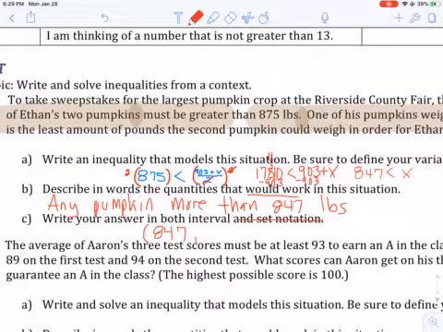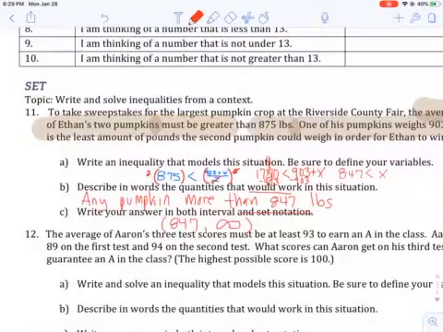So after 847, any weight after that can be a microscopic decimal or a microscopic fraction. And then this pumpkin can literally weigh whatever we want it to, as long as it's greater than 847. So I've just completed number 11 for this Ready, Set, Go. Setting up this inequality, interpreting it, and solving it. Hope this helps.